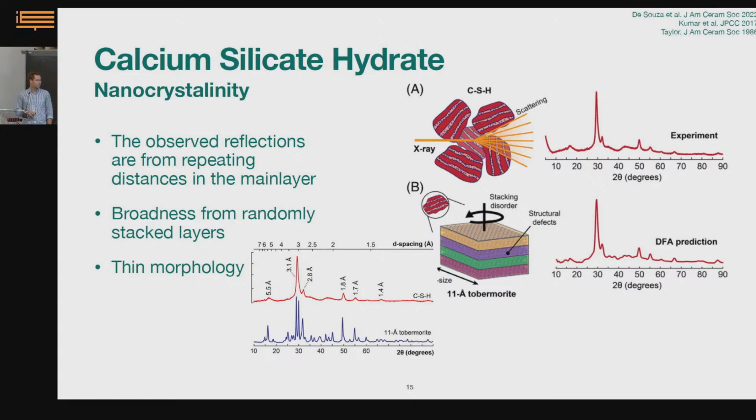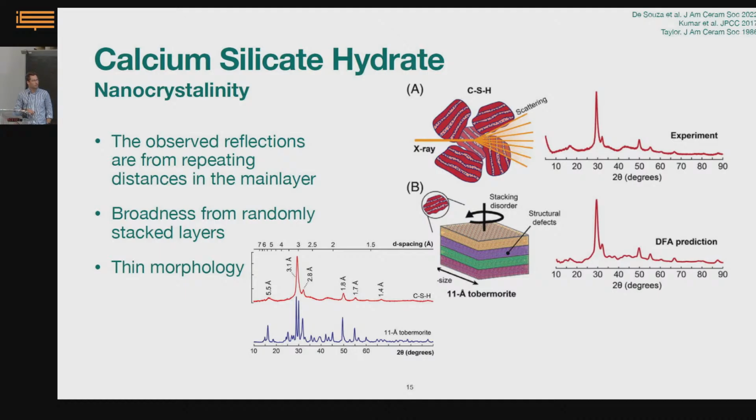But generally, as you can see here, the tobermorite XRD has many reflections, but the CSH structure has only those 5 typical reflections. And it was thought for a long time that it's due to structural defects, or that it's amorphous, but actually Souza showed in his paper 3 years ago that this is a consequence of the random stacking of those layers.